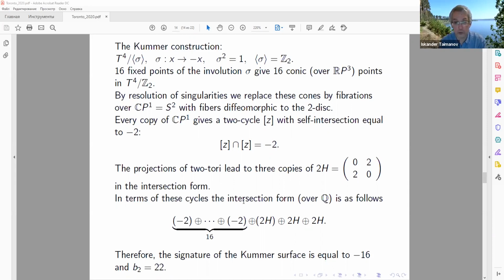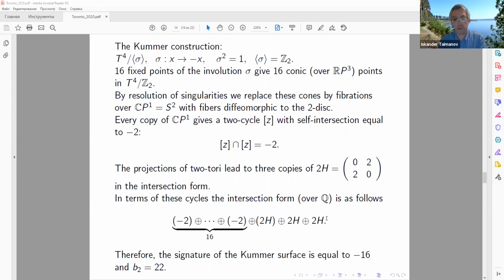And so we have projections of the torus. There are six generators of the group H2 of T4 with the following intersection form: 0, 2, 2, 0. This is on the quotient. And in terms of these cycles, we have the intersection form as follows: 16 copies of -2 and 6 copies of 2H. This is the matrix. Therefore, the signature of the Kummer surface is equal to -16, and the second Betti number is equal to 22. That we know. But of course, this intersection form is not unimodular, while over Z it has to be unimodular.